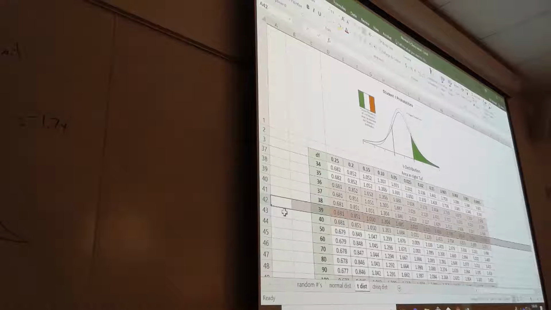Wait, sorry, one more time. How do you know there's 39? How do we know there's 39 degrees of freedom? We get n minus 1. Degrees of freedom equals n minus 1 right here. My n is 40, so n minus 1 is 39.